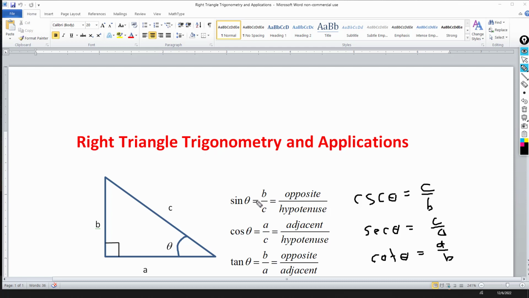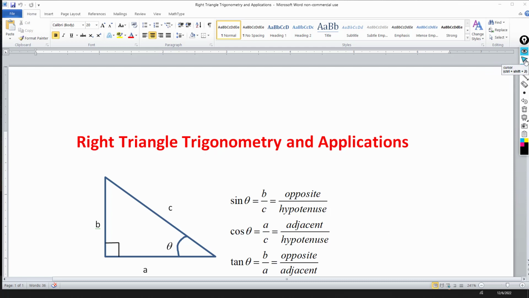So notice that the sine and the cosecant are reciprocals. One has a value of B over C, the other one C over B. Cosine and secant are reciprocals. One has value A over C, the other one C over A. Tangent and cotangent are reciprocals. One has a value of B over A, the other one A over B. So if you know the value of one, you know the value of the reciprocal function.